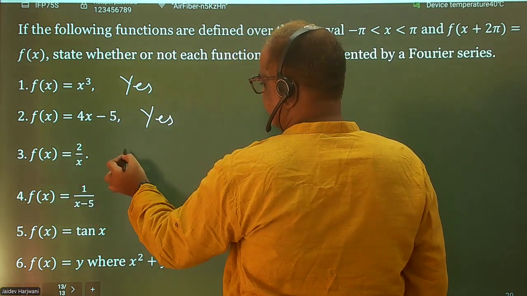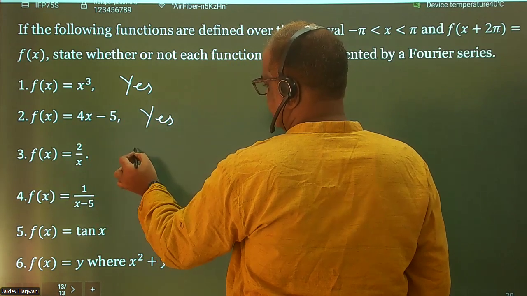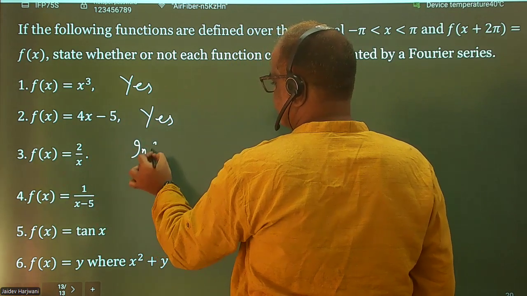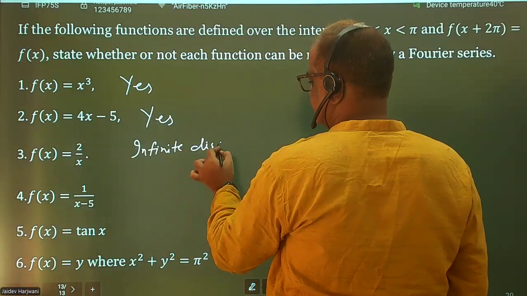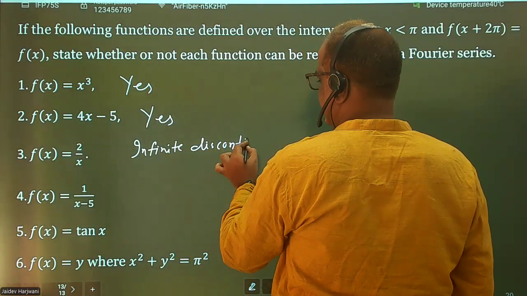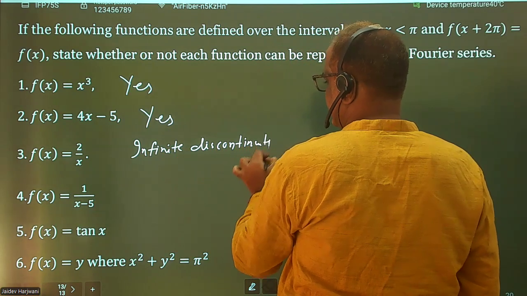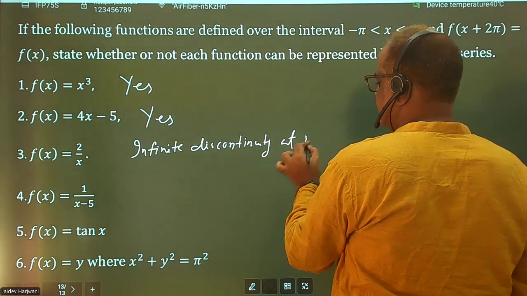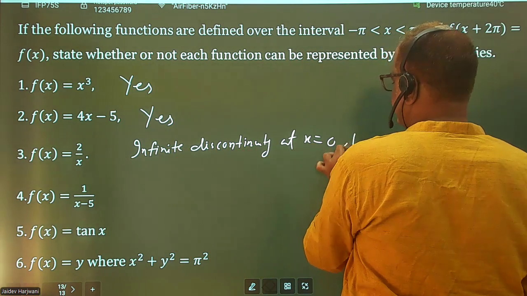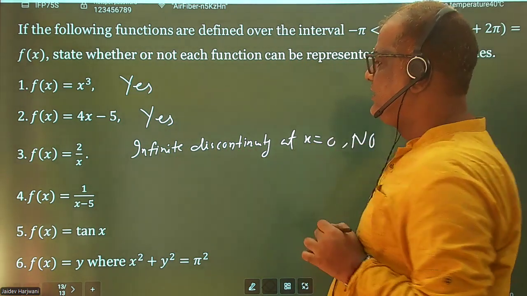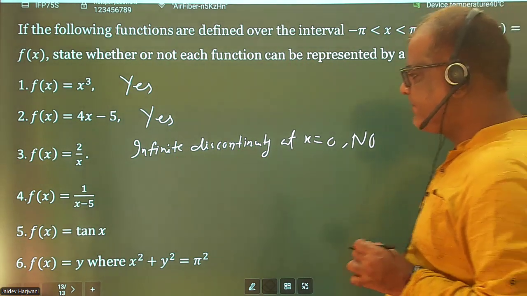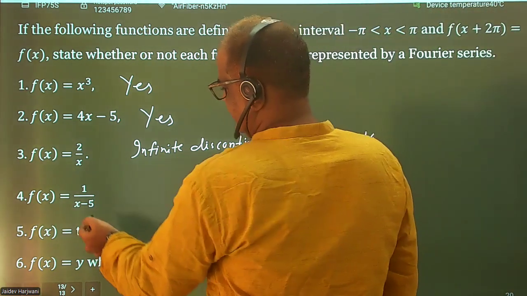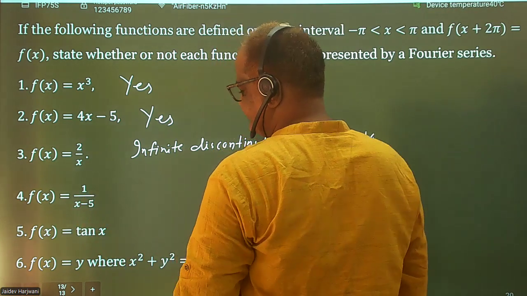Now here the function is infinite. Okay, there is an infinite discontinuity at x is equal to 0. So this function cannot be represented by a Fourier series. Similarly, you have x minus 5.